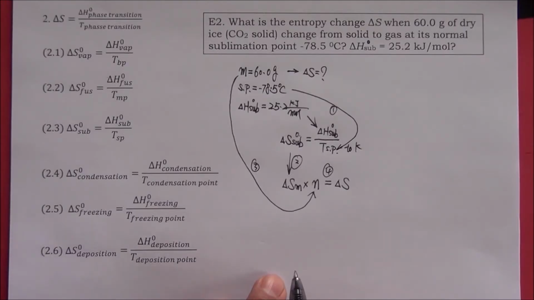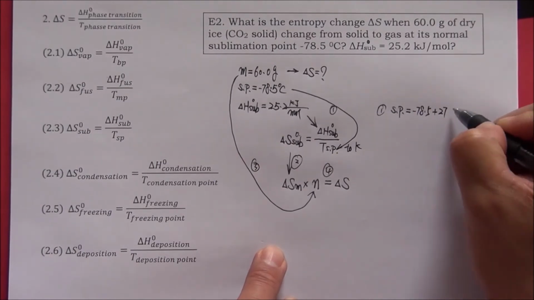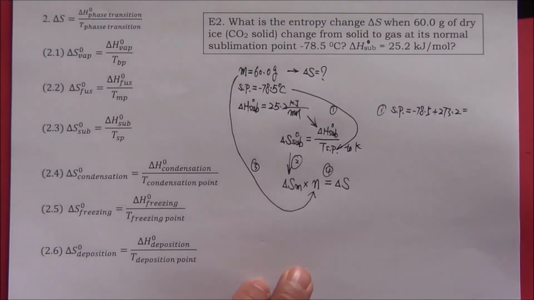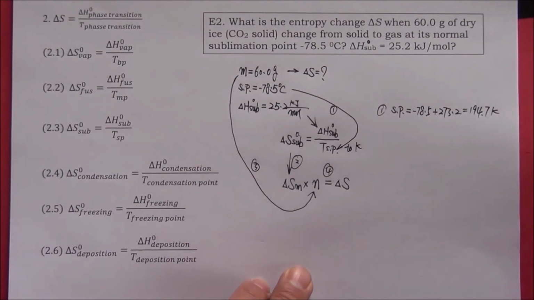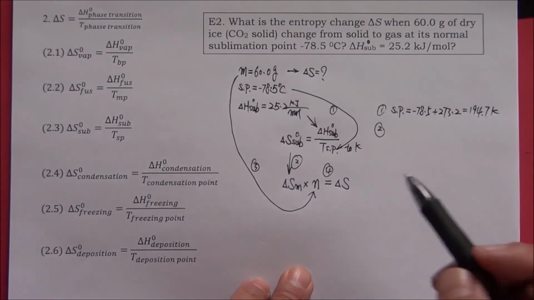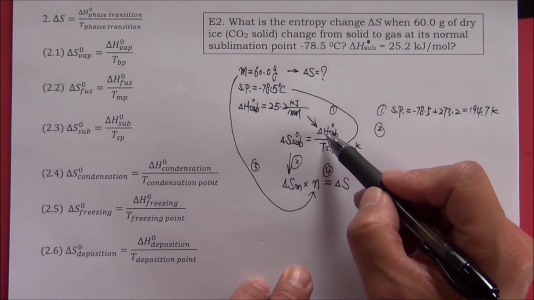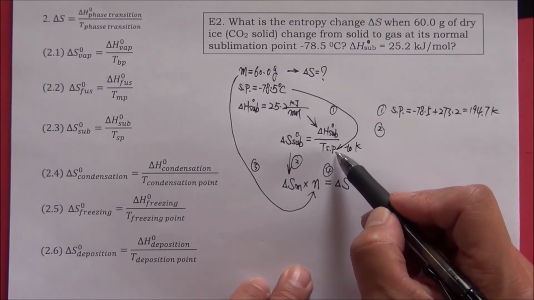Now let me show you the details of all steps. Let's start from step 1. After you plug both numbers into a calculator, we get 194.7 Kelvin. Step 2. We will plug in the standard entropy change and the sublimation point.